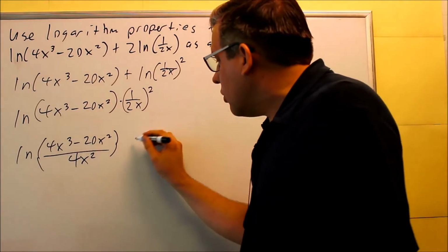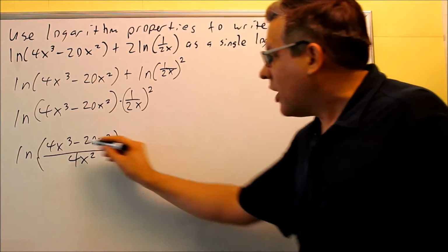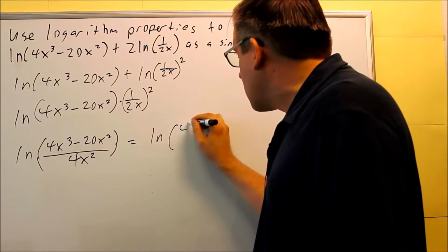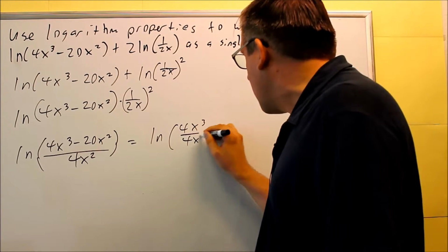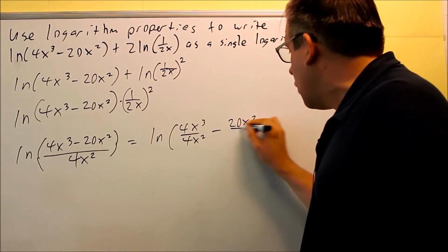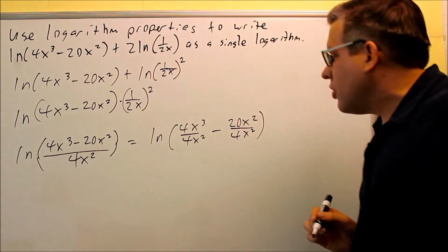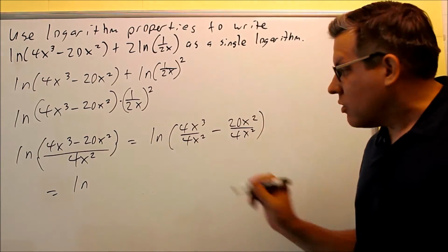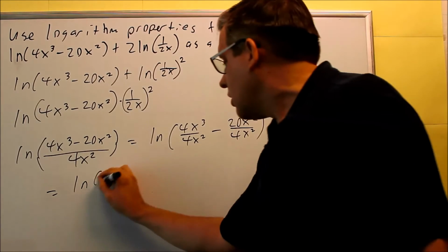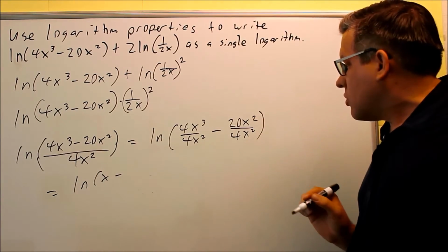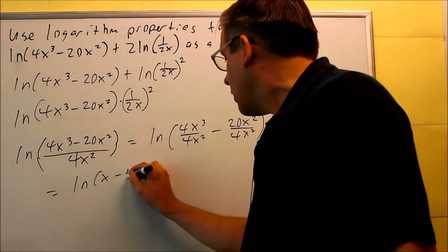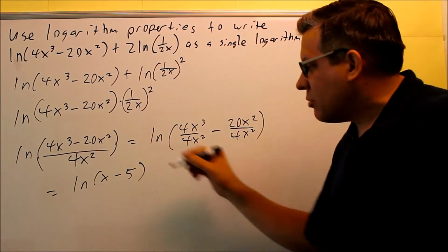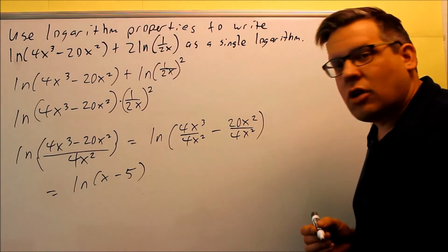And then from here, what we can do is break up each of these. We can divide everything on top by the 4x squared on the bottom, just to make things simpler. So 4x cubed over 4x squared minus 20x squared over 4x squared. You can do that. And then finally, we can break each of these down. So the 4's cancel out. You just get x. And then this, 20 divided by 4 is 5. The x squareds cancel out. And so that would be your most simplified answer. Your final answer is natural log of x minus 5.